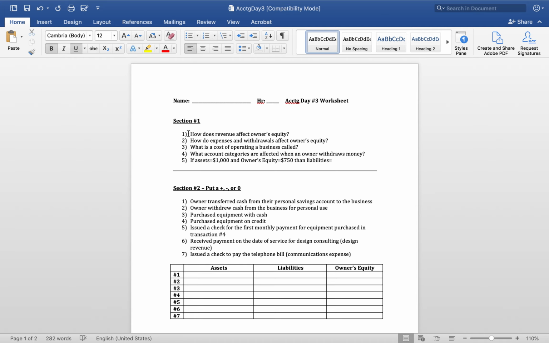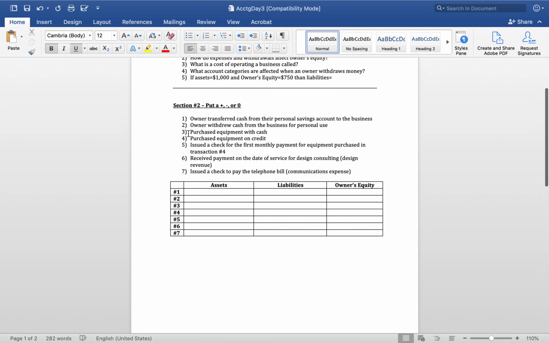If assets equal 1,000 and owner's equity equals 750, then liabilities equals, well, remember the accounting equation is assets minus liabilities equals owner's equity. We solve for x: 1,000 minus x equals 750. That's going to tell us that liabilities is $250. Remember, liabilities are debts.